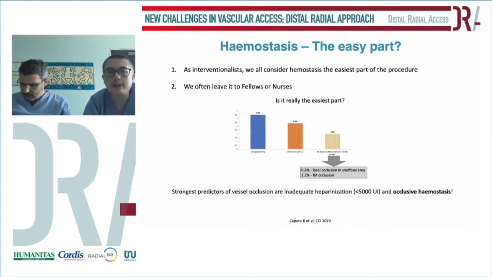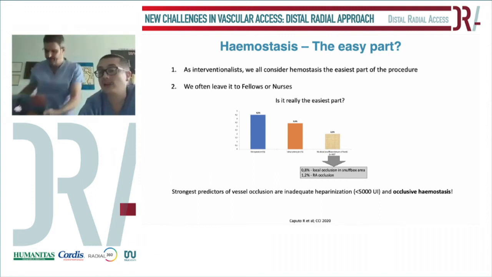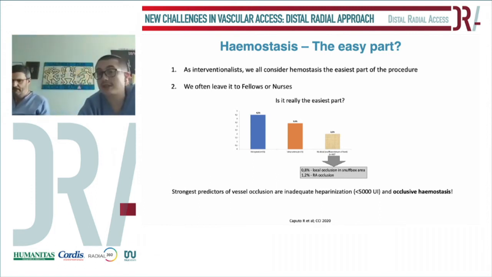We have to consider that, as Gabriele already showed us, the rate of occlusion of a radial artery is not negligible. And in fact, we know that the strongest predictors of radial artery occlusion are two. The first one is inadequate heparinization, when you give less than 5,000 units of heparin. And the second one that is really important is non-patent, so occlusive, hemostasis. When you do occlusive hemostasis, you risk producing some kind of radial artery occlusion. So in our opinion, hemostasis is quite important, especially for this access.